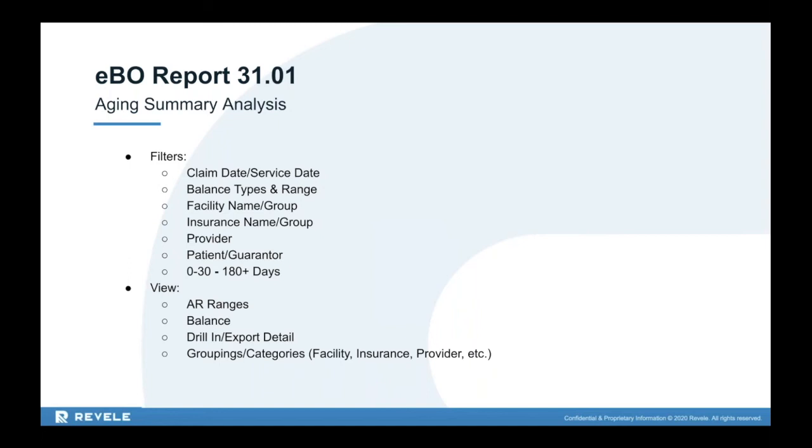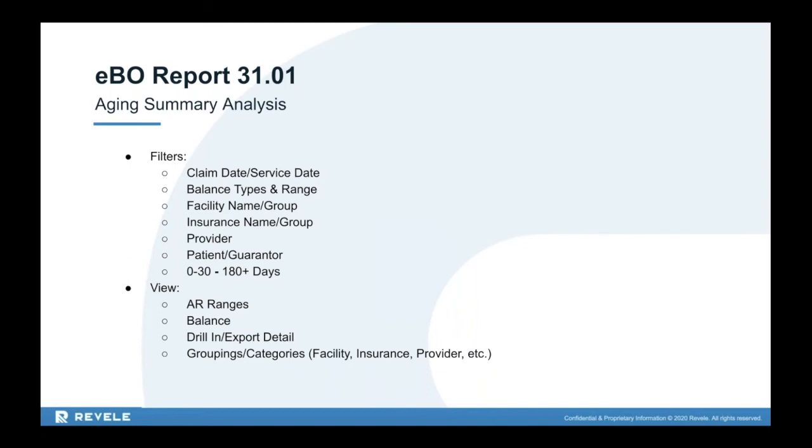If you want to look at AR for specific facilities, facility groups, insurance names, or insurance groups, you can do that, or you can include all. Same with provider. But when it comes to the patient and guarantor, that's of course going to apply on that patient AR.